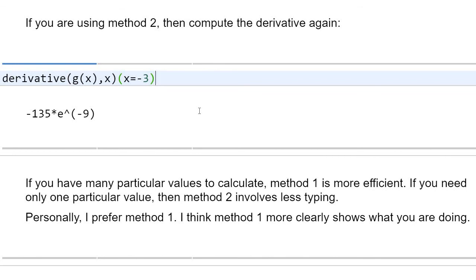If you have several different particular values to calculate, then method 1 is going to be more efficient. It only does the derivative once, and then you can plug in as many numbers as you want after that. Method 2, you're going to calculate the derivative over and over again, which may take a little time depending on the function. But if you're just doing it once, then there's actually less typing here, though not much less. I personally prefer method 1. I think it shows a little more clearly what exactly is going on, but you can do this if you prefer method 2. That's fine with me.